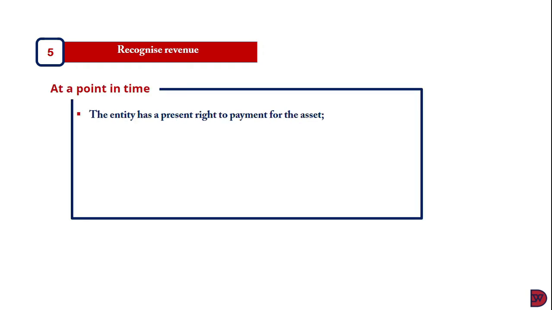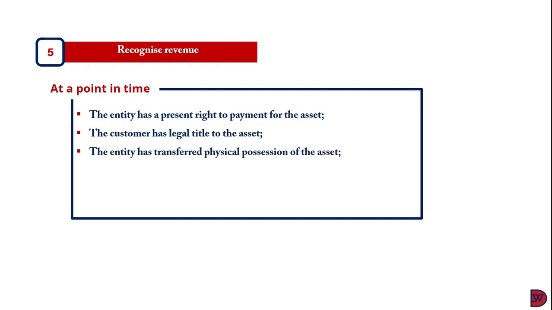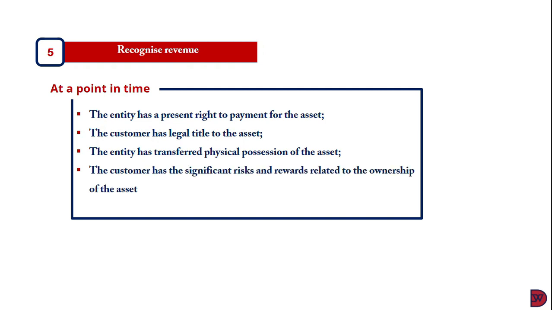Performance obligation is fulfilled at a point in time when the entity has a present right to payment for the asset, the customer has legal title to the asset, the entity has transferred physical possession of the asset to the customer, the customer has significant risks and rewards related to the ownership of the asset, or the customer has accepted the asset.